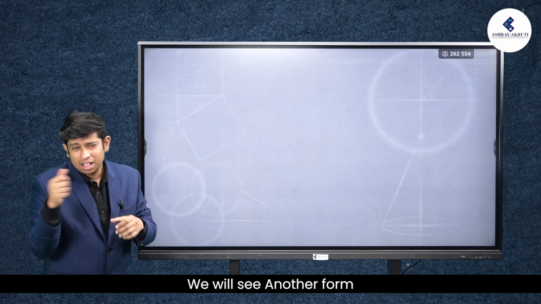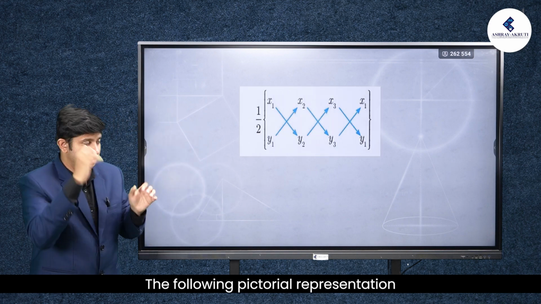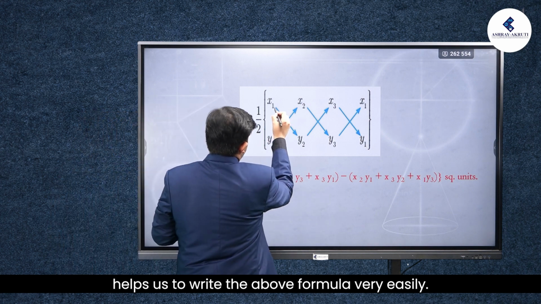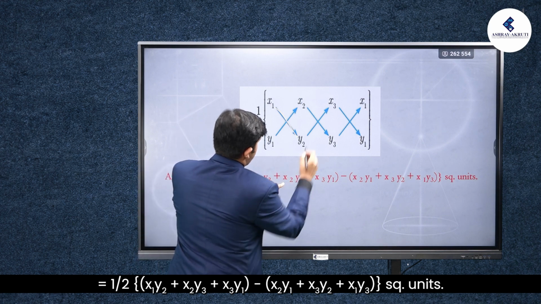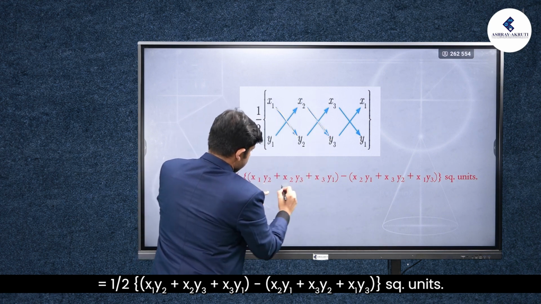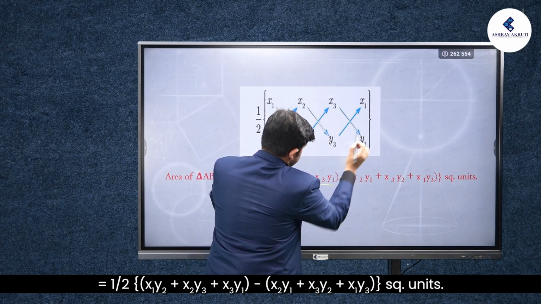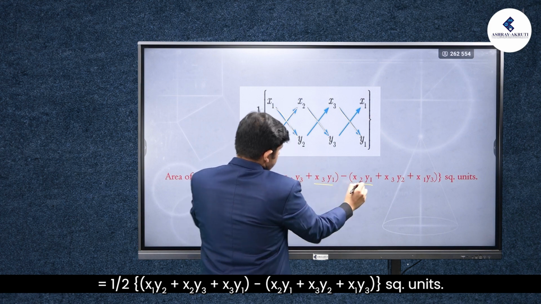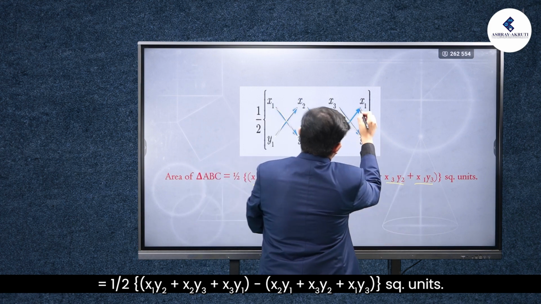We will see another form. The following pictorial representation helps us to write the above formula very easily. Area of triangle ABC is equal to half into (x1 into y2 plus x2 into y3 plus x3 into y1) minus (x2 into y1 plus x3 into y2 plus x1 into y3) square units.